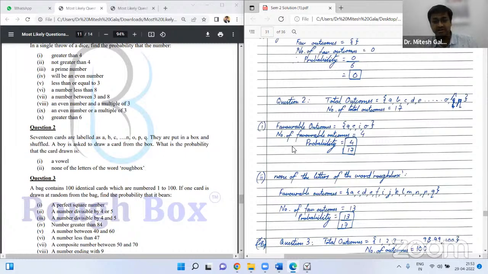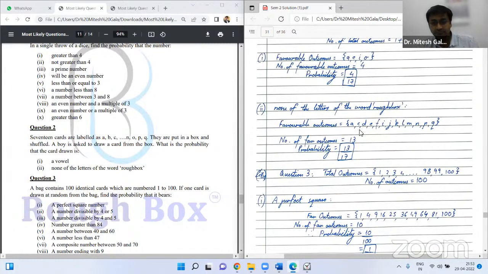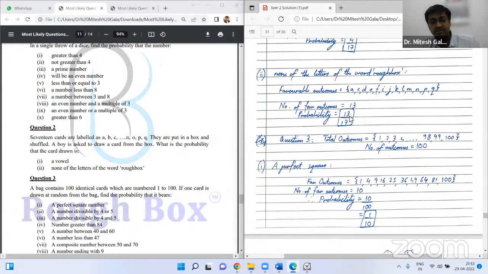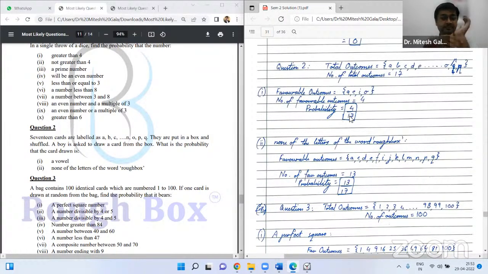So how would you take it then? So A, he's written the entire list over here. None of these letters he has taken into account. So the number is 13. Anyone got 13 by 17? Yes, sir. Very good.